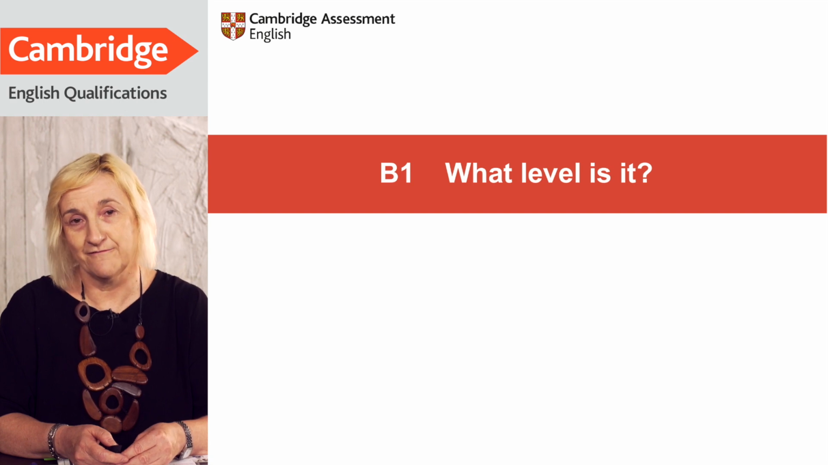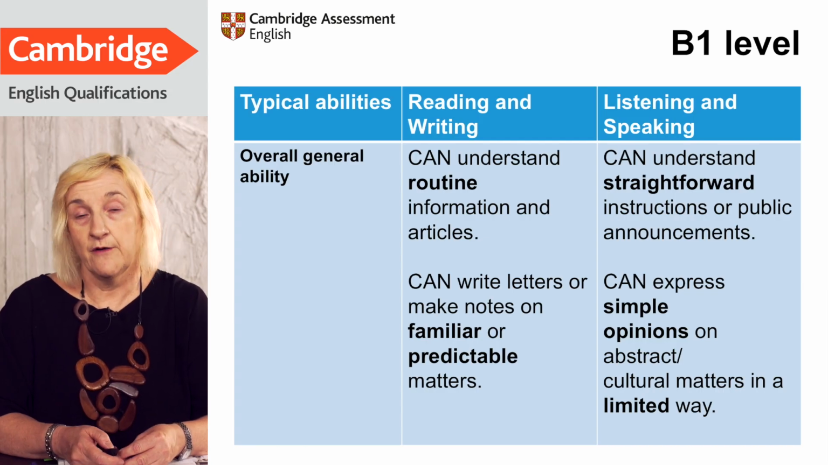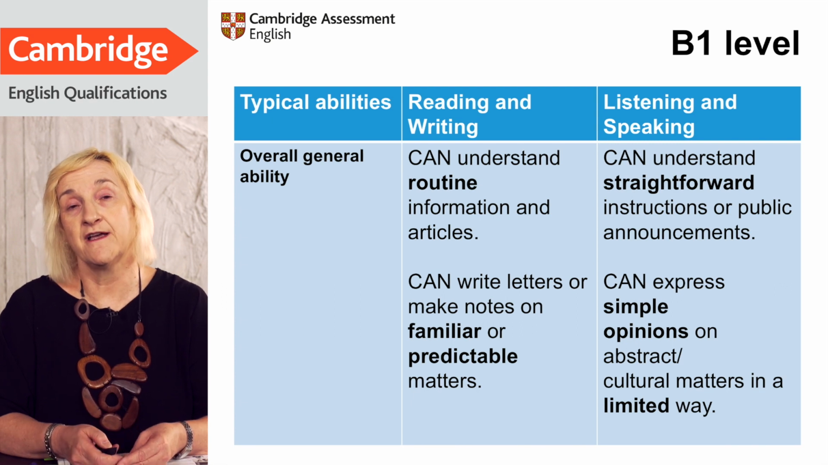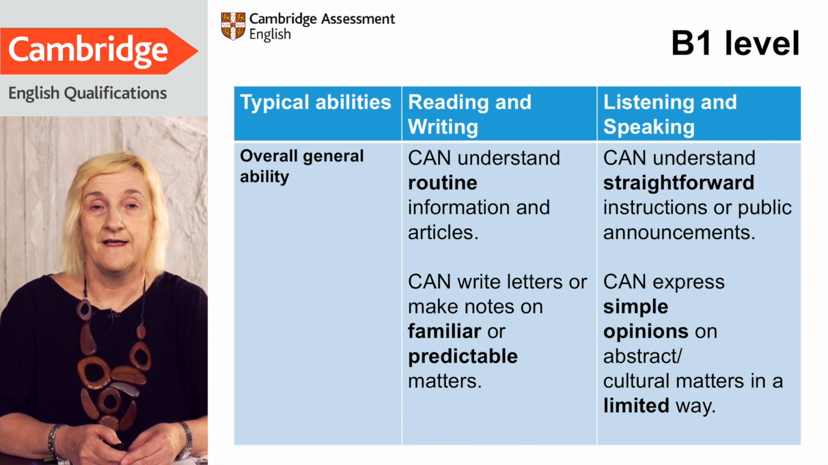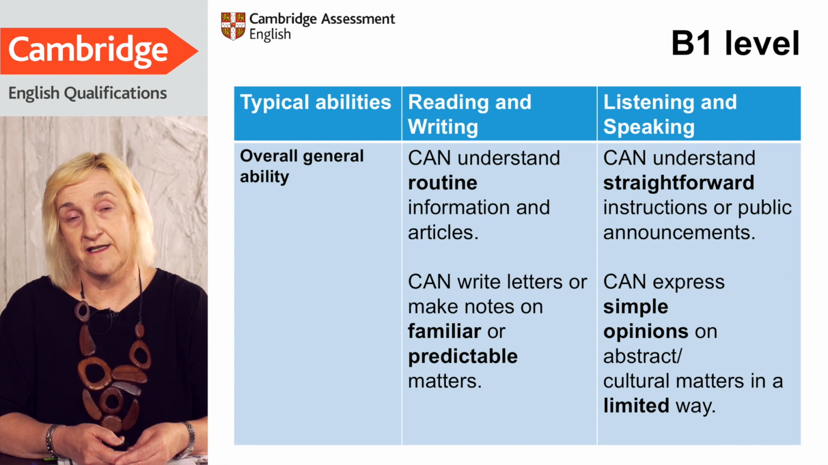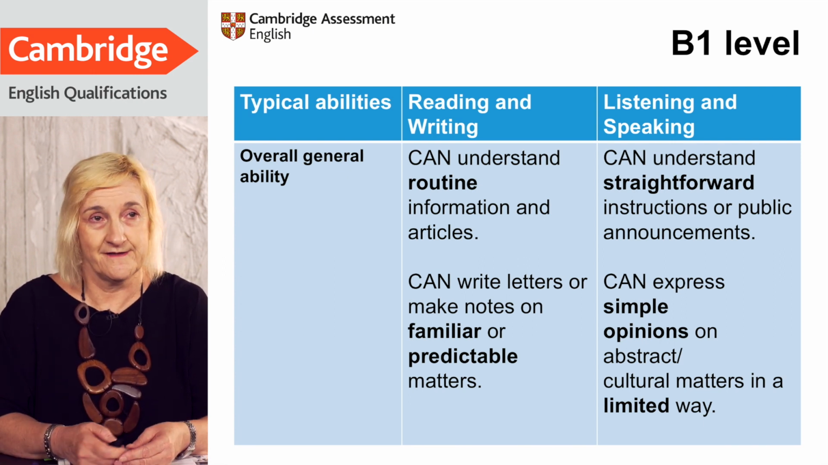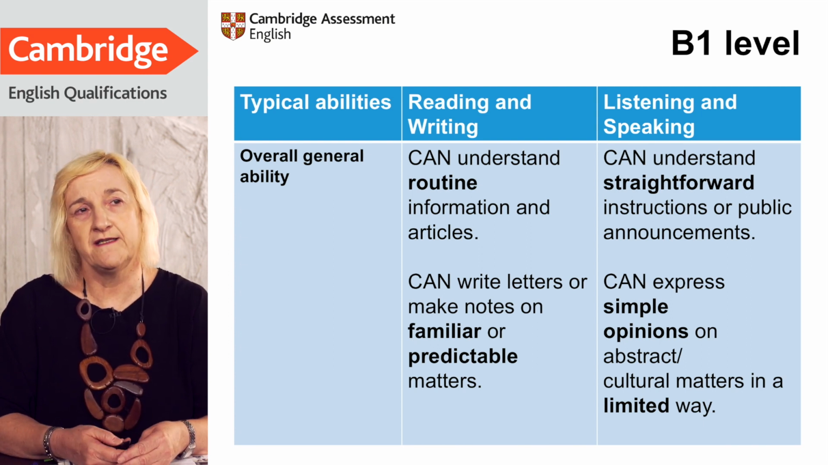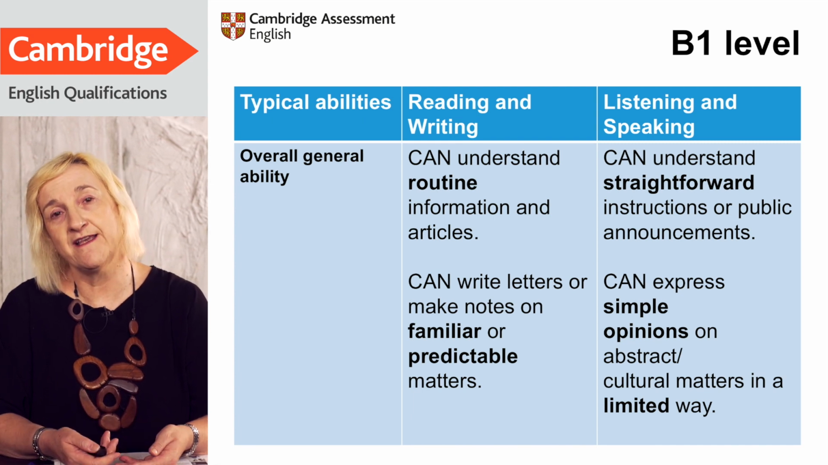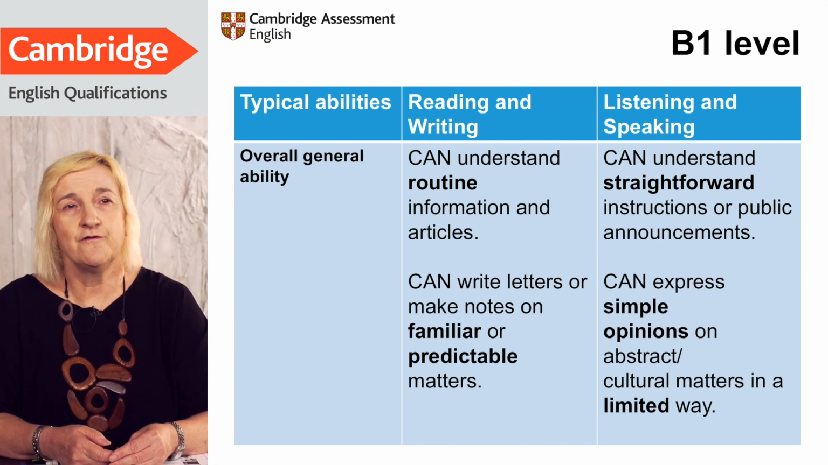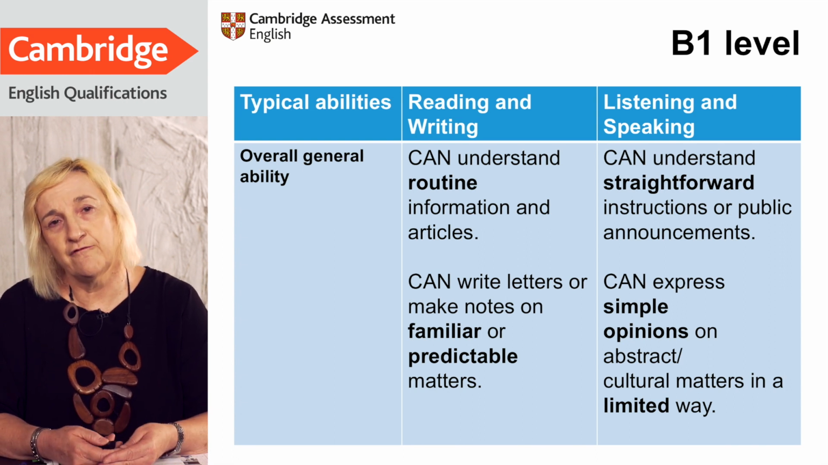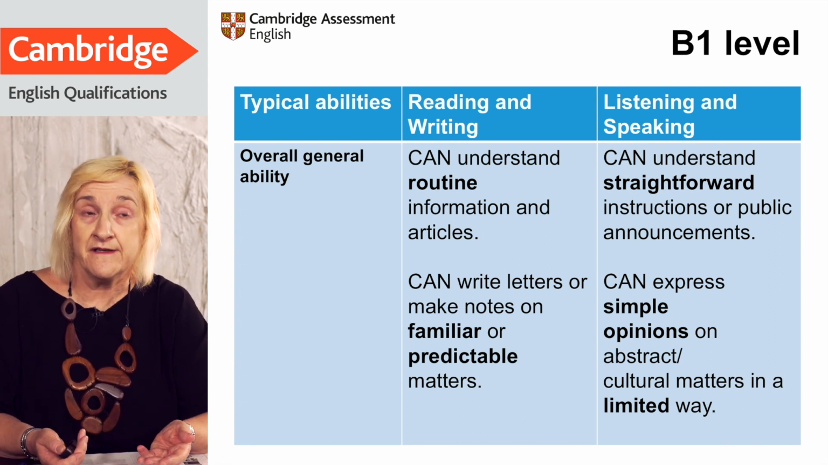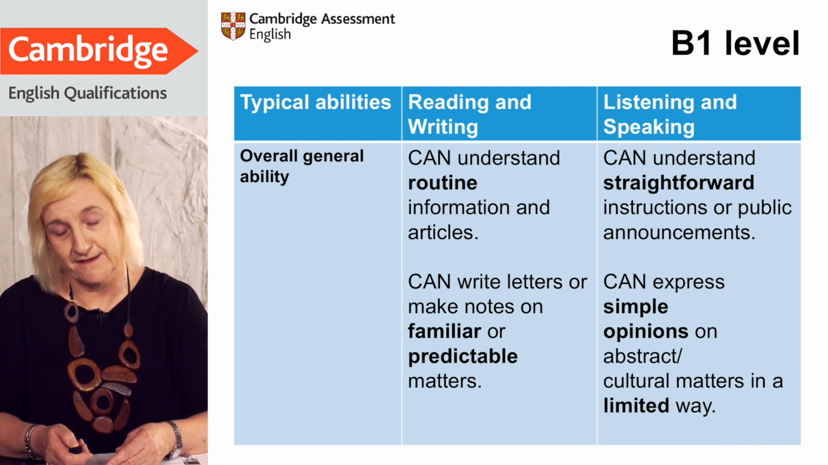So let's talk about the level. What is B1? What do we mean by that level? Well, if we look at it on the CFR, we can see there's a description that outlines that it's basically an intermediate level, and the students are able to use English confidently for everyday situations. And you can see here in the can-do statements that we're talking about routine tasks. We're talking about familiar and predictable situations. And of course, for listening, we're looking at straightforward contexts and listening to people's opinions and ideas as well.